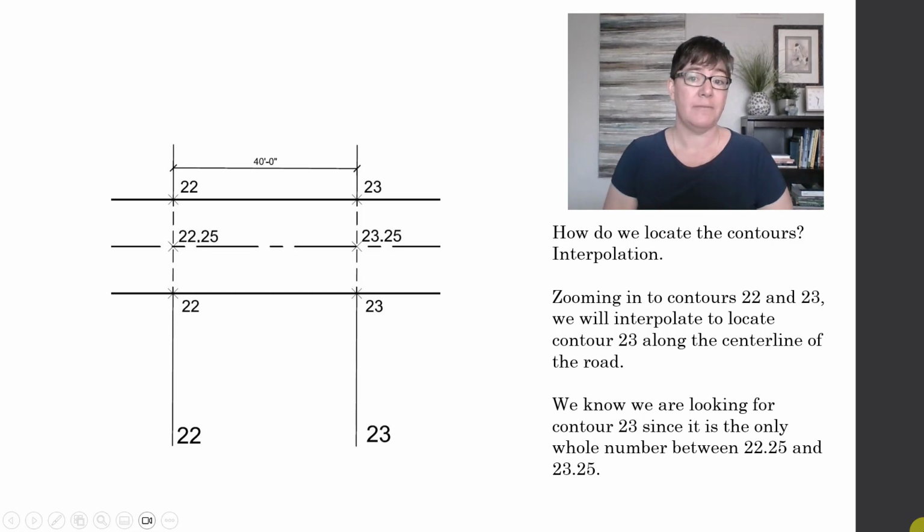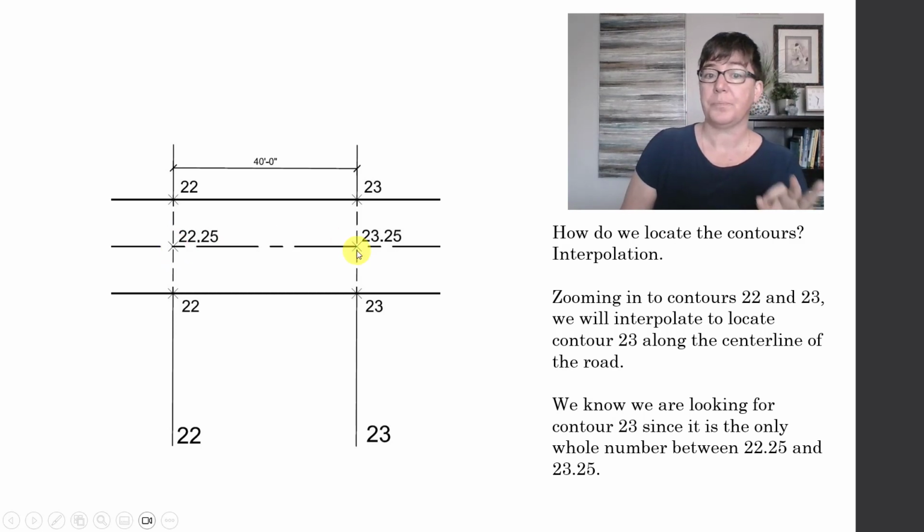So here I have zoomed into the space between contours 22 and 23, and we're going to interpolate to locate this contour 23. We know that specifically we're looking for 23. Not only do we know that contour signature, but we know that we're looking for a whole number contour in between 22.25 and 23.25.